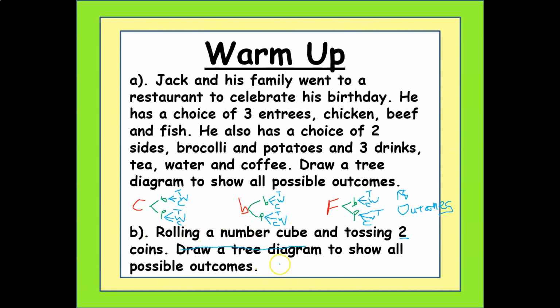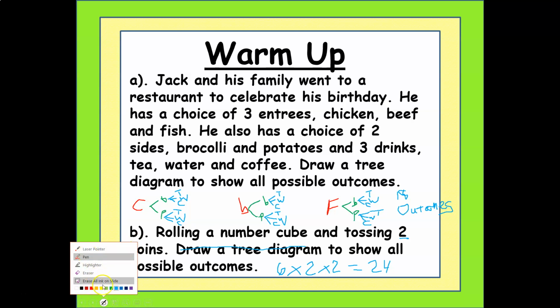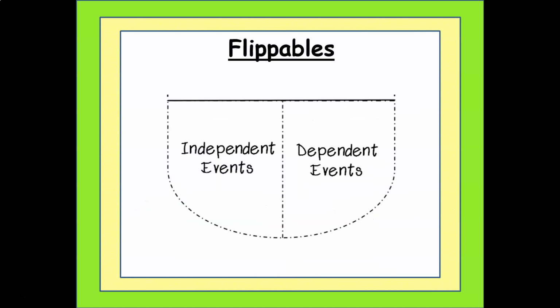So rolling a number cube, we have 6 options. Then tossing 1 coin would be 2 options, times tossing another coin, which is also 2 options. So we have 6 times 2, which is 12, times 2, which would equal 24. So we would have 24 outcomes. So that's a little review of our sample space.